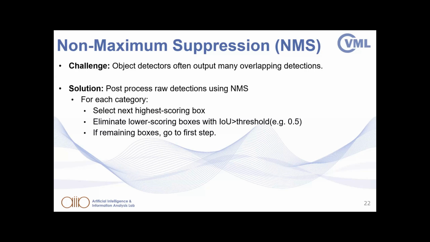We can use a threshold, typically 0.5, and repeat the same process for the remaining boxes. With this process, we ensure that only the most accurate detection for each object is retained, and we avoid unnecessary duplicates.